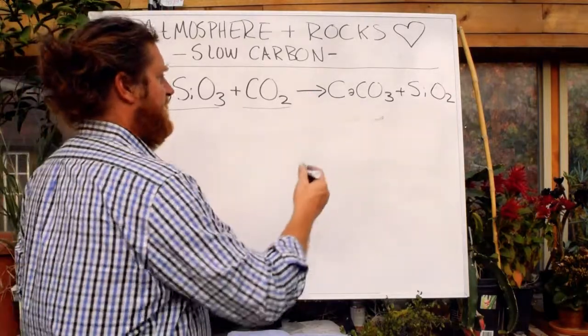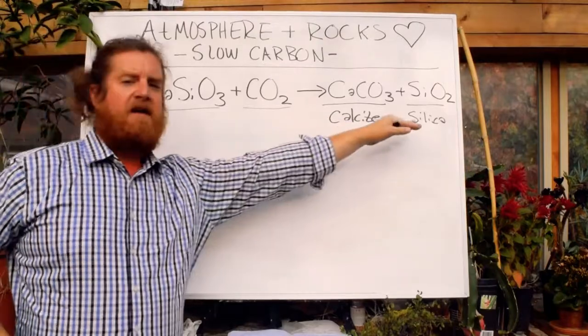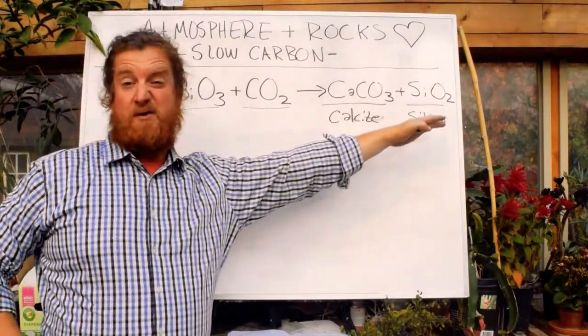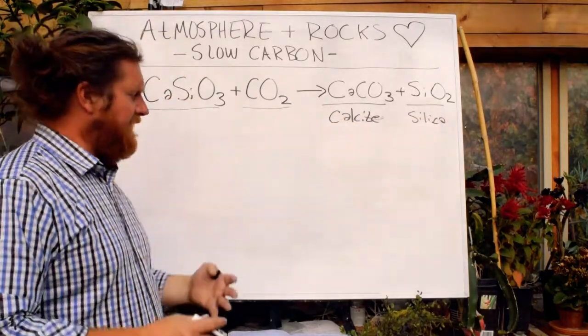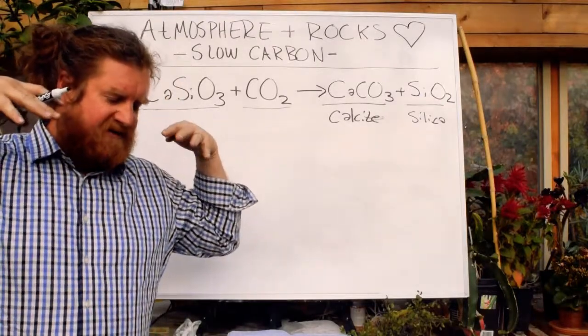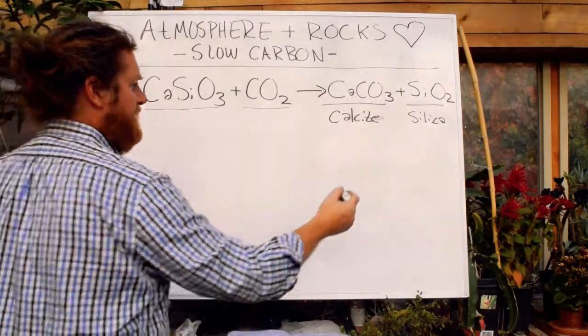And the products in this case are calcite and silica. Both of those are soluble. Silica, also known as quartz, you've probably heard of it, and calcite. And if this were to happen on a continent, that water now contains dissolved calcite and silica, and will flow down into the ocean.